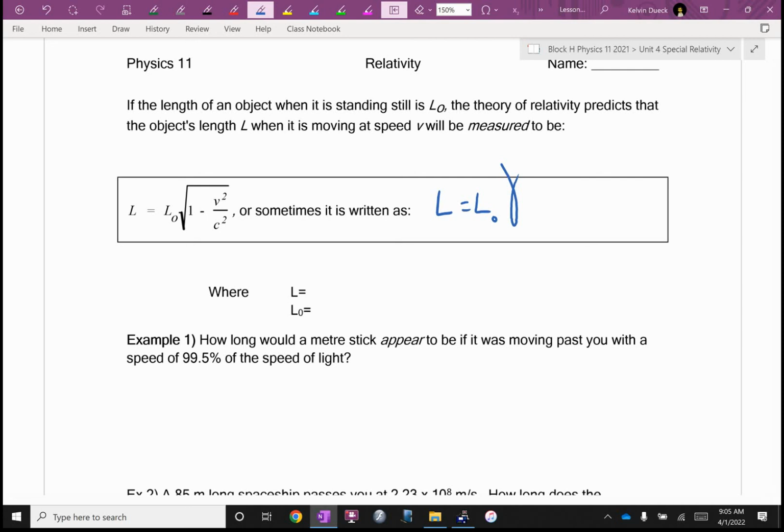I think you already know what v is, how fast the object is traveling. I think you already know what c is, the speed of light. Yep. So what we're going to need to memorize is what L and L0 is. Unfortunately, it's not quite the same as T and T0. L is the moving, or in fancy terms, relativistic length.